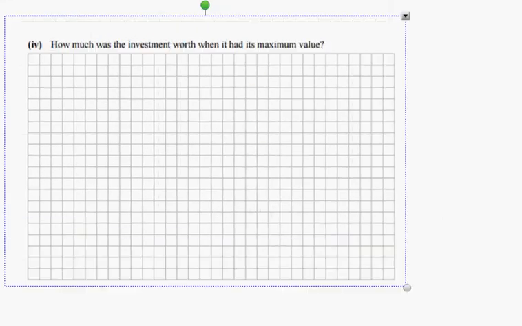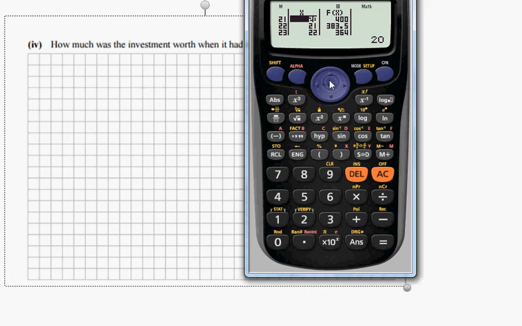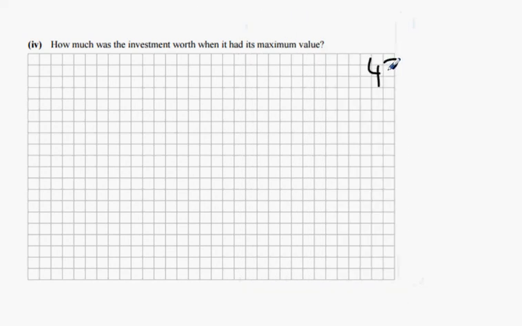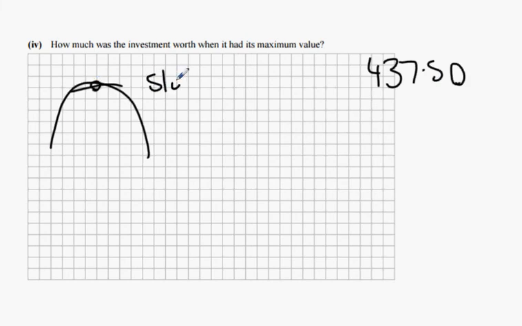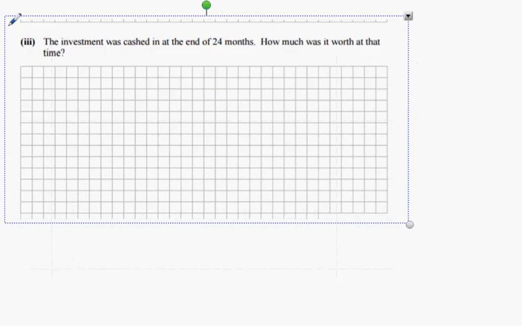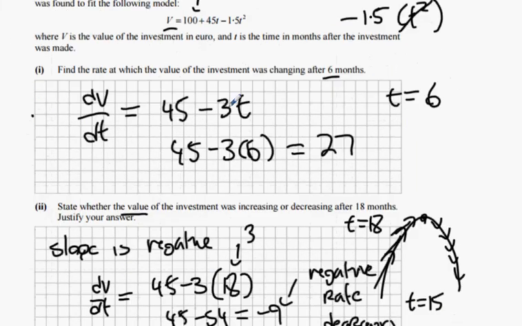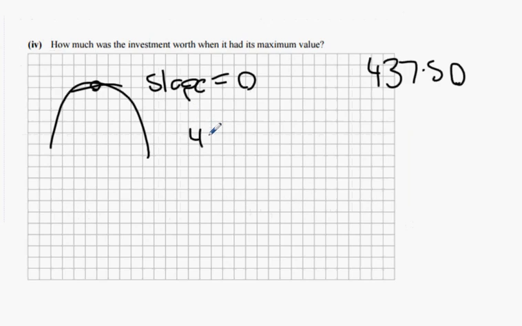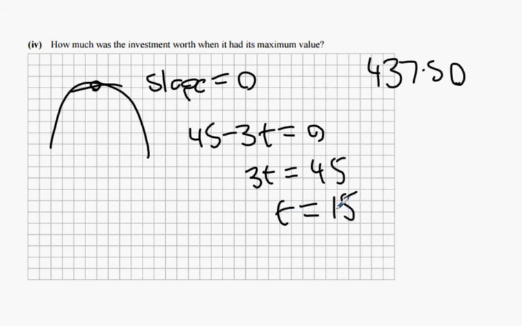Yeah, done. How much was the investment worth at its maximum value? Well, we know that already, don't we? Two ways of doing it. 437.5 is definitely your maximum, isn't it? That's the first way of doing it, but you don't get full marks for that. The rule for full marks is that your slope equals 0. Your slope formula is 45 minus 3t equals 0. 3t equals 45. It occurs after 15 months. Your maximum occurs after 15 months.